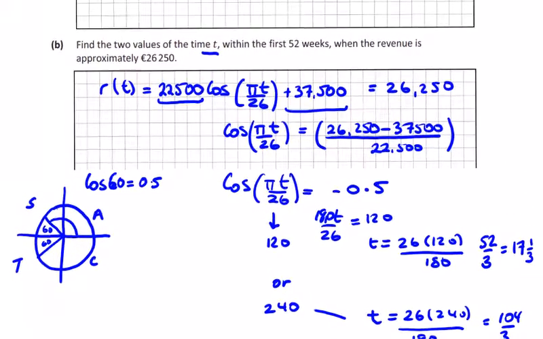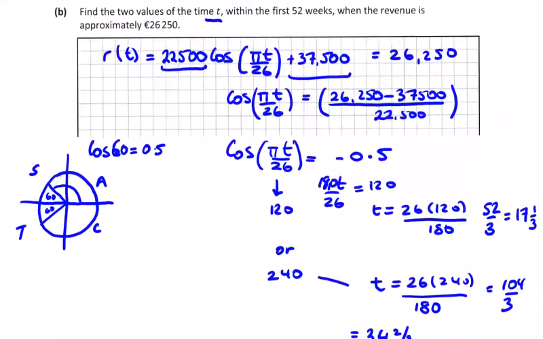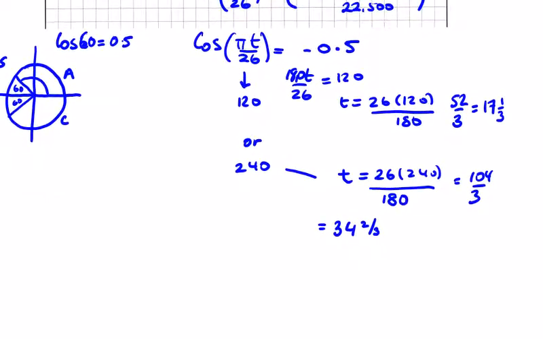So what are we asked here for? We're asked to find the two values of T within the first 52 weeks when the revenue is approximately this. T is probably a full week, so we could say 17 weeks or 18 weeks and 34, 35 weeks here, but these are the exact values. And because it's an approximation, we could say, well, after 17 weeks, it's approximately that amount. And it's closer to 35 weeks, so I'd go for 17 and 35 as my two answers here.